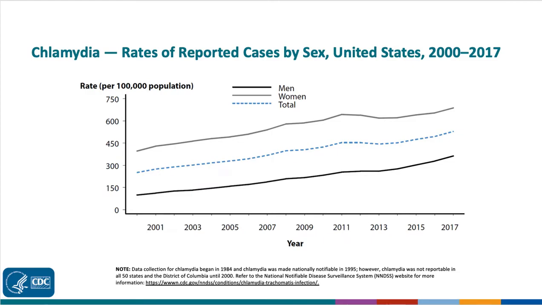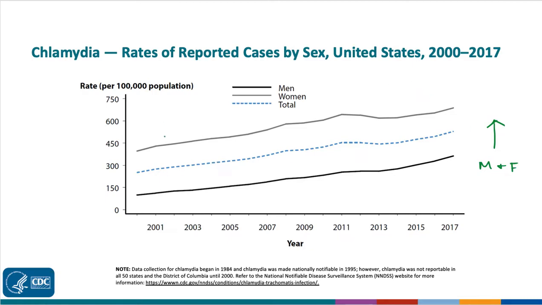All right, so I have a lot of epidemiology graphs. We're just going to take away the take-home message from this. In this chart right here, we see that women have more reported infections than men. That would be one trend that we see over a period of time from 2000 to 2017. The other trend that we see is that infections are increasing for both male and female.